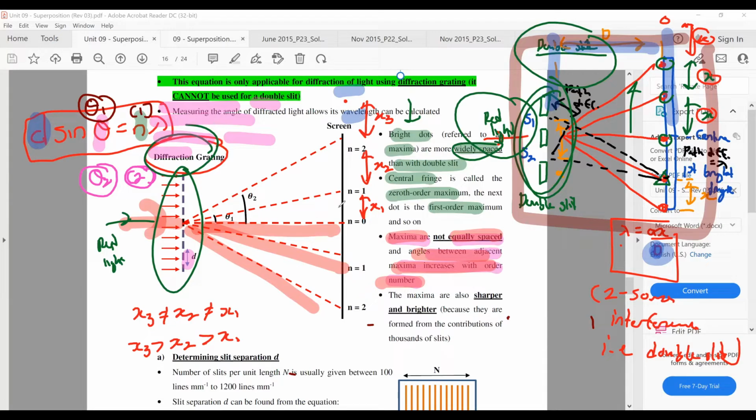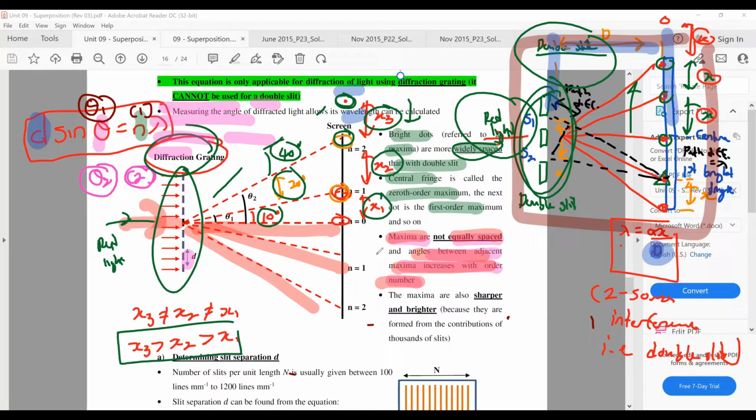So it could be that between here and here, your angle is 10 degrees. But then for this one and this one, the first order and second order, your angle is not the same. Maybe it becomes 20 degrees. And then you go on to the next one, between the third order and second order, your angle becomes maybe 40 degrees. So it's because the angle keeps increasing that the distance between the fringes, or the bright dots, keeps increasing. They won't be equally spaced.